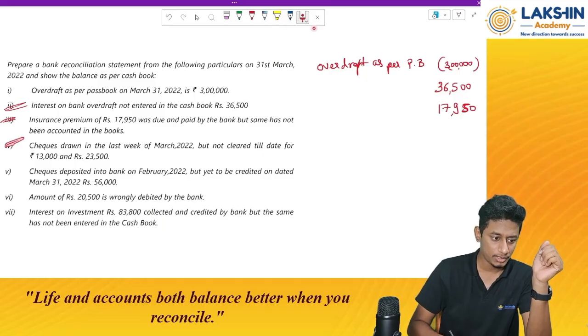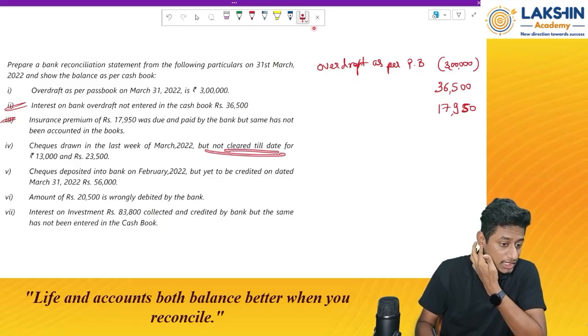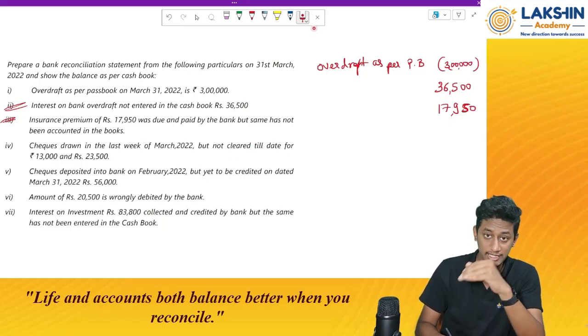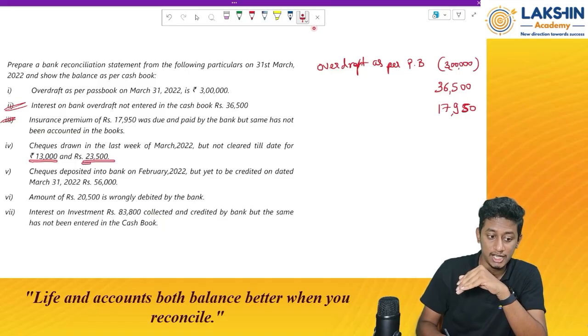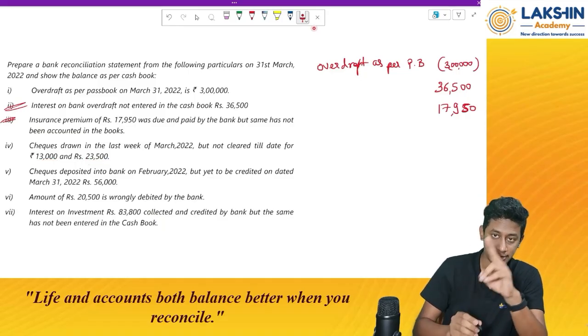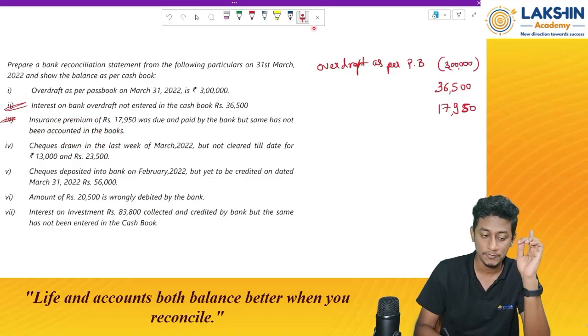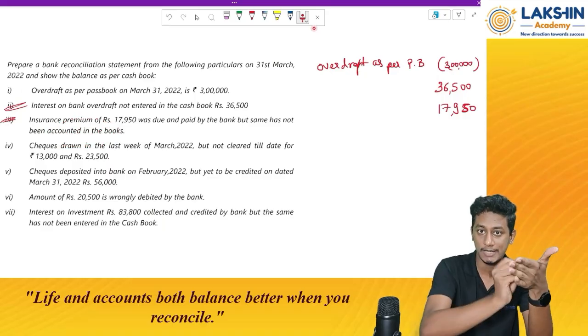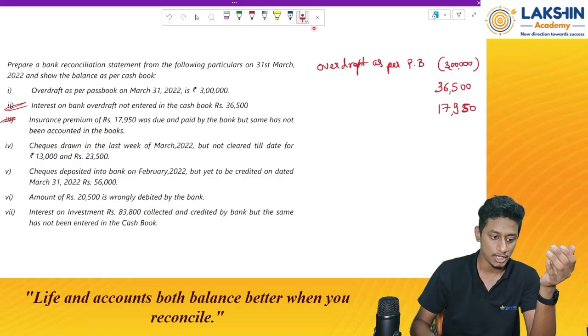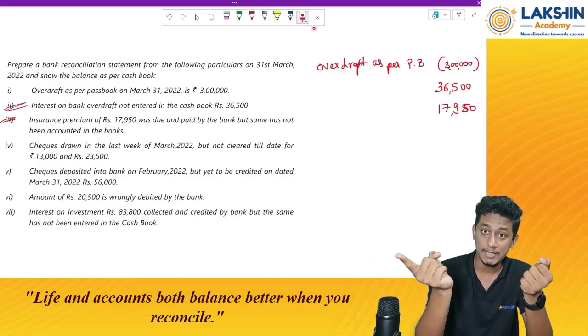Then next, checks drawn in the last week of March 2022 but not cleared till date. Rupees 13,000 and 23,500. So there were two checks which were issued by me. See, drawn and issued are both the same. Suppose it was issued instead of drawn, the answer would have been solved in the same way. I have drawn the check, tearing it and giving it. Then I have issued a check for the payment, but the same has not been cleared till date.